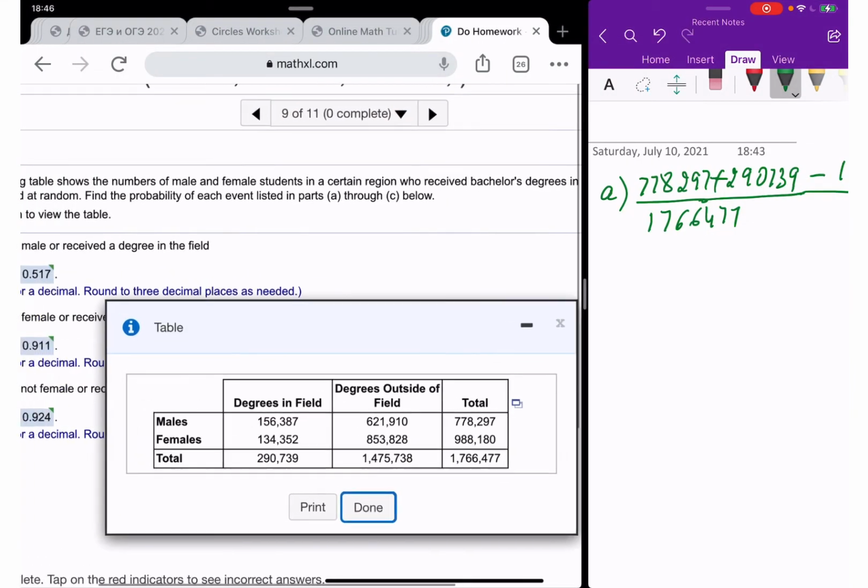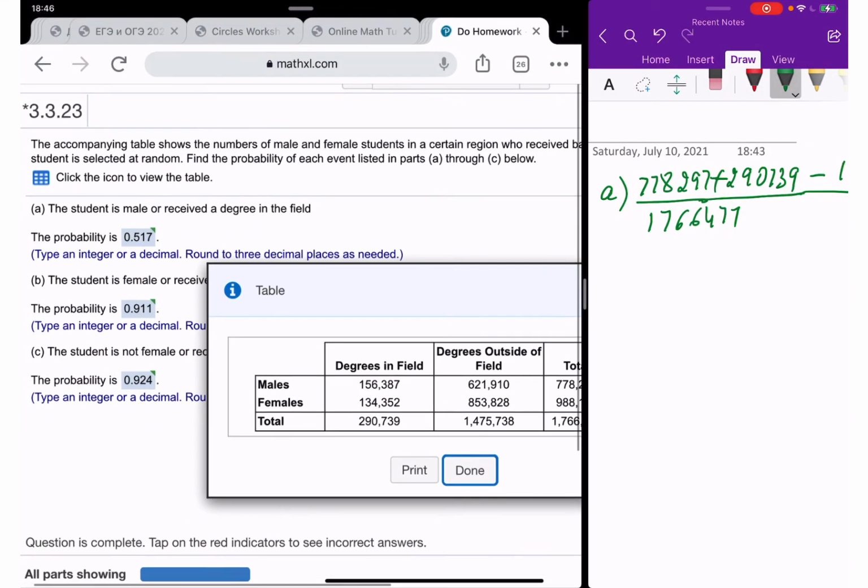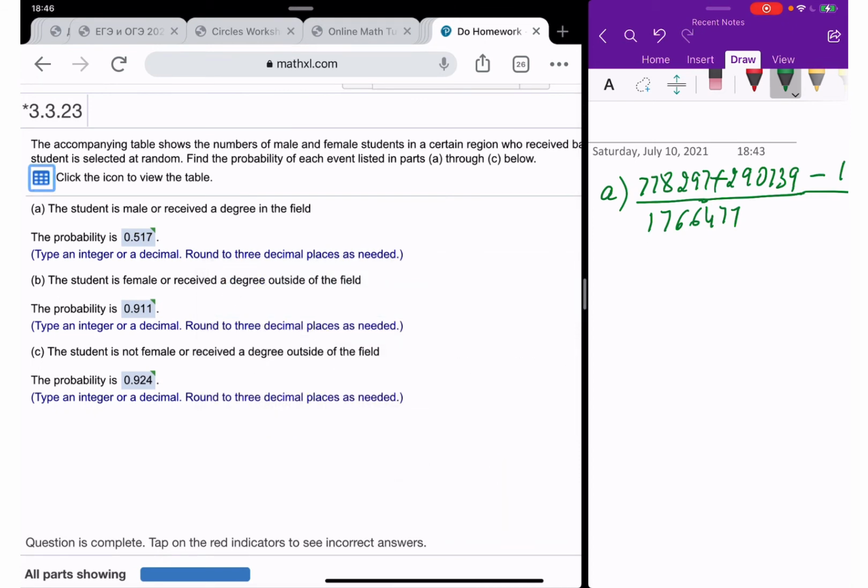Next one, moving to the next one. What is the next one? The student is, it's B. The student is female or received degree outside of field. So we have here female and degree outside of field.